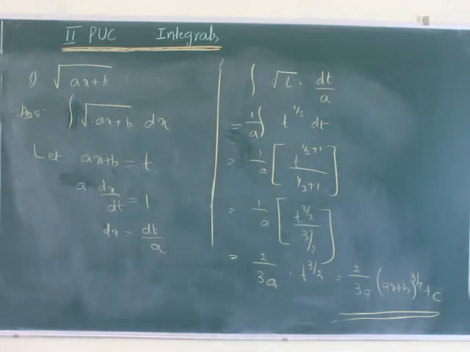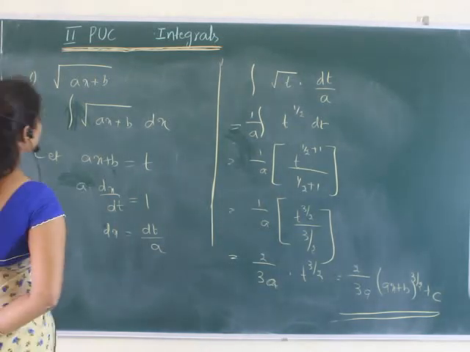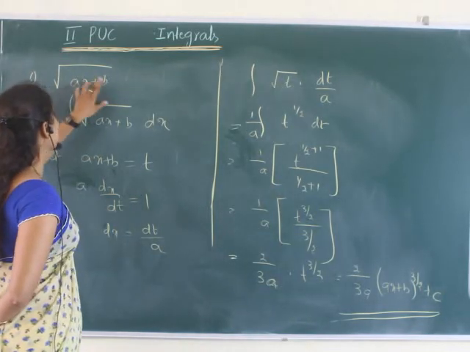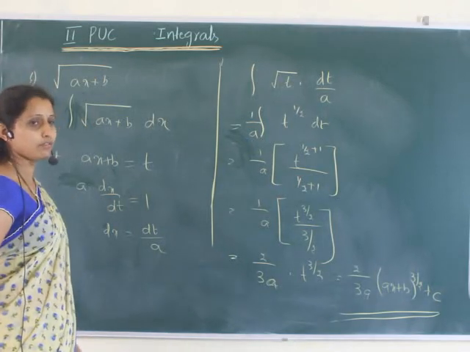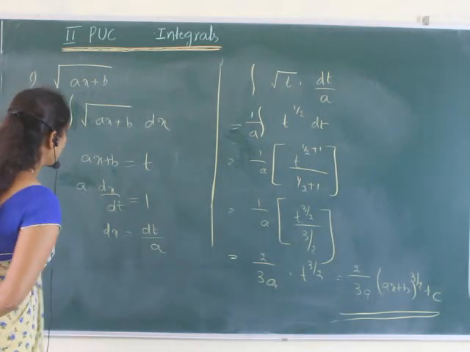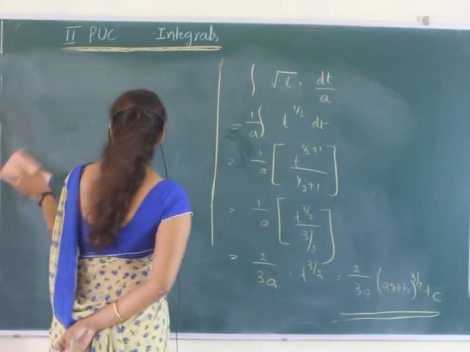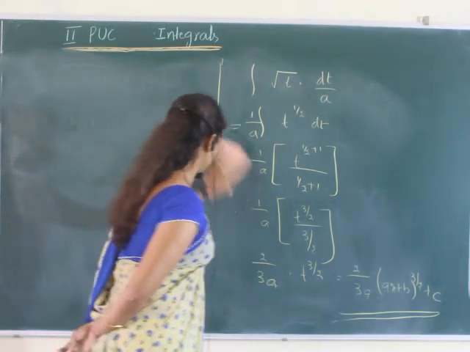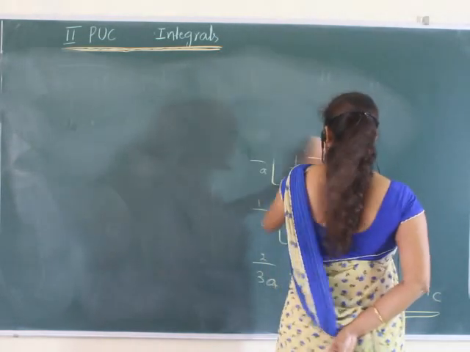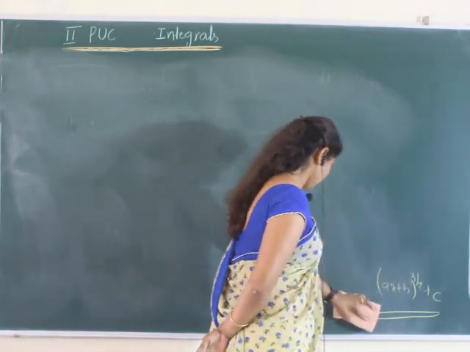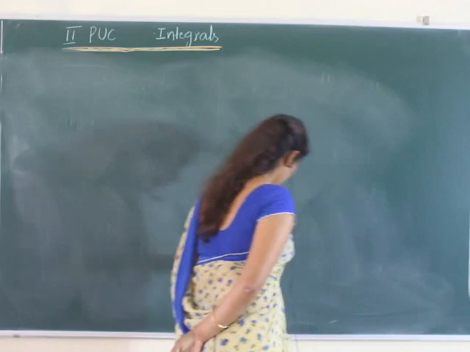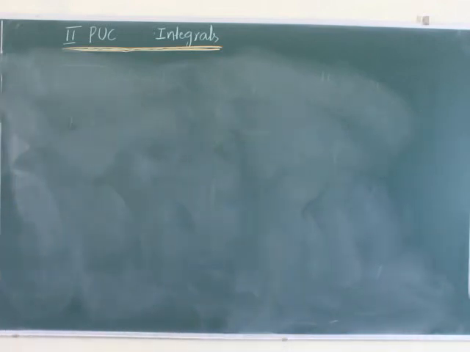So you can make a substitution, or directly also you can find it by taking x plus b to the power 3 by 2, that also we can find out. Next one. Next problem.